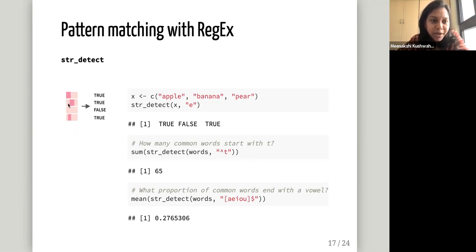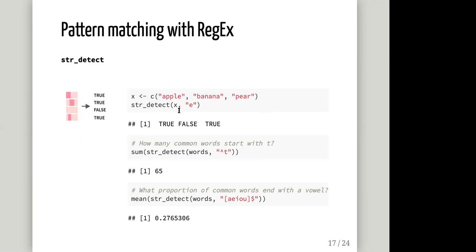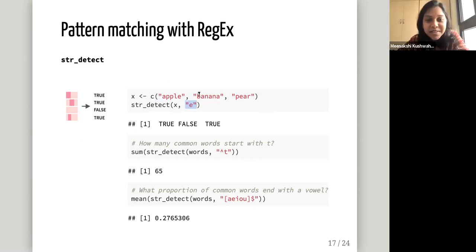So we are looking for this pink pattern, and all these dark pink and light pink are the words. Whether we have the pattern or not, we can use str_detect to see if those patterns exist. Using our same fruits vector, we look for whether a single letter E exists in any of these words. With str_detect, you get a true or false, a binary output.